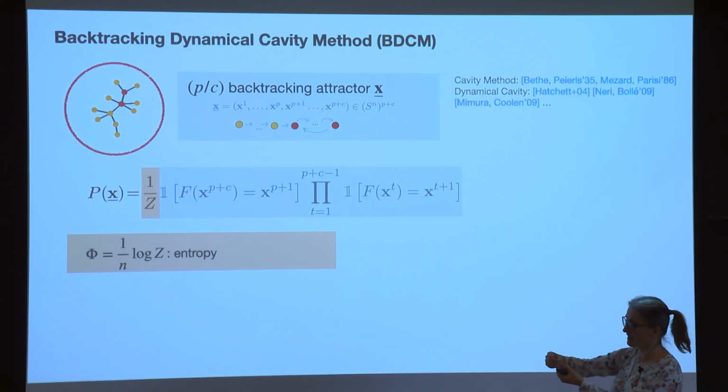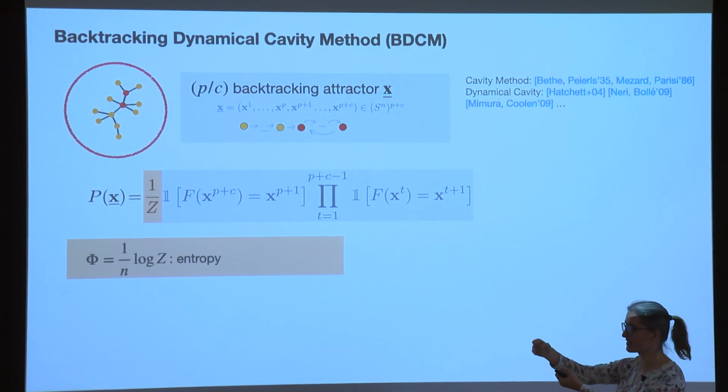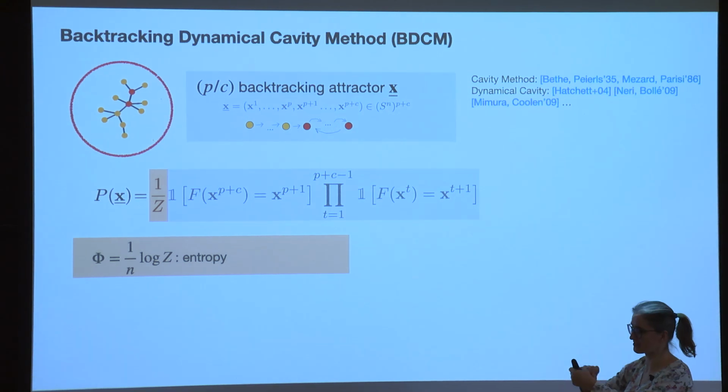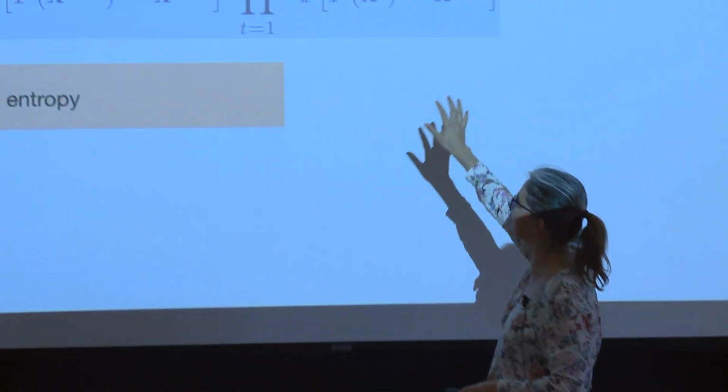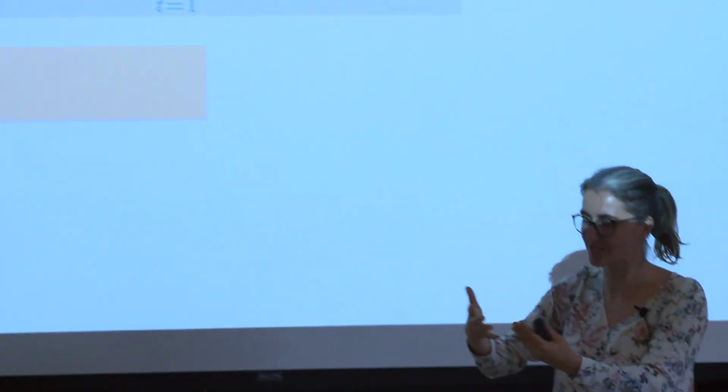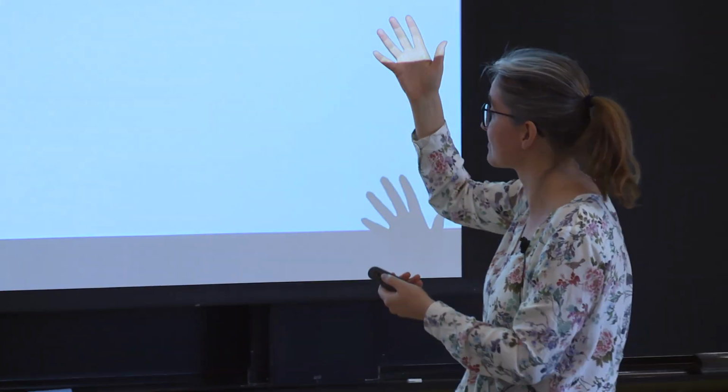Now there are these length p plus c, where c is the length of the attractor and p is the trajectory to get to the attractor. And I write a probability distribution that is just collecting all the consistency constraints, such as at time t plus 1, I need to be consistent with the fact that at time t, I was in a configuration from which I went to the next one by the dynamics that I'm considering. So that's what's written here.